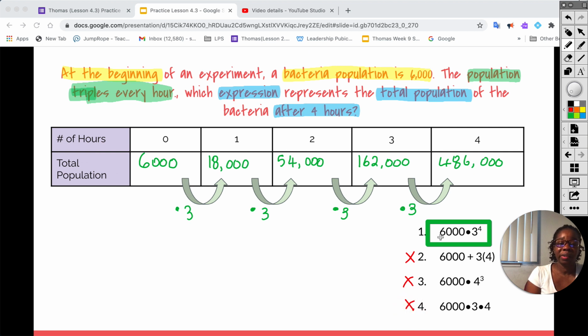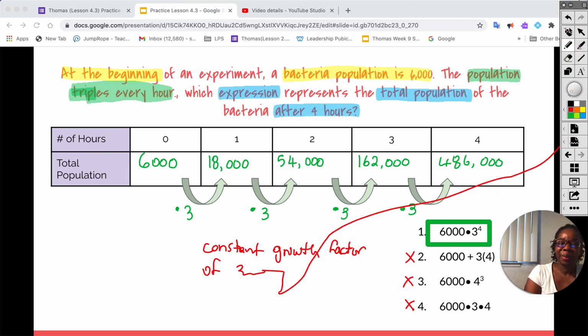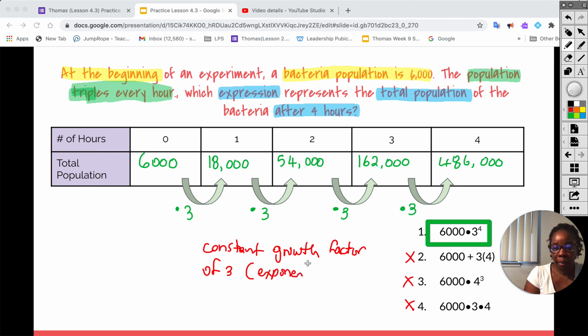So our correct response is option 1, because we have a constant growth factor of 3. With a growth factor of 3, we know we're looking at exponential growth. Yay.